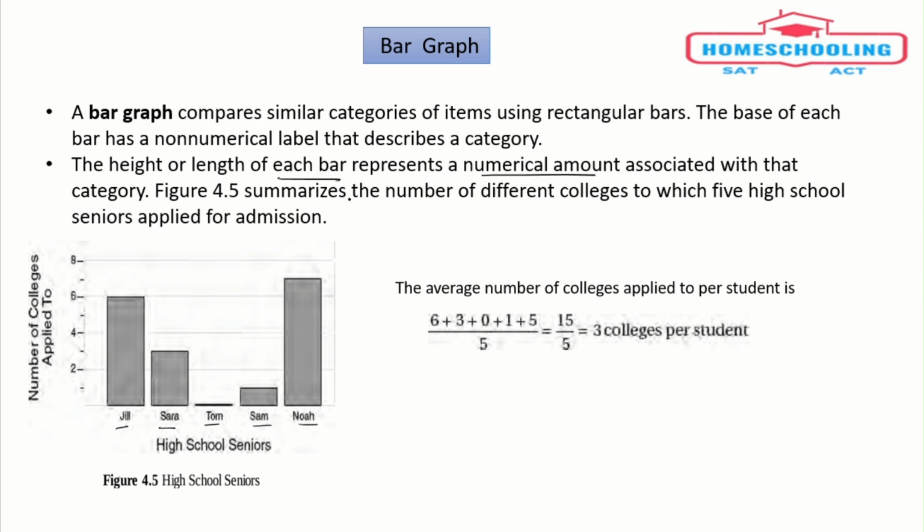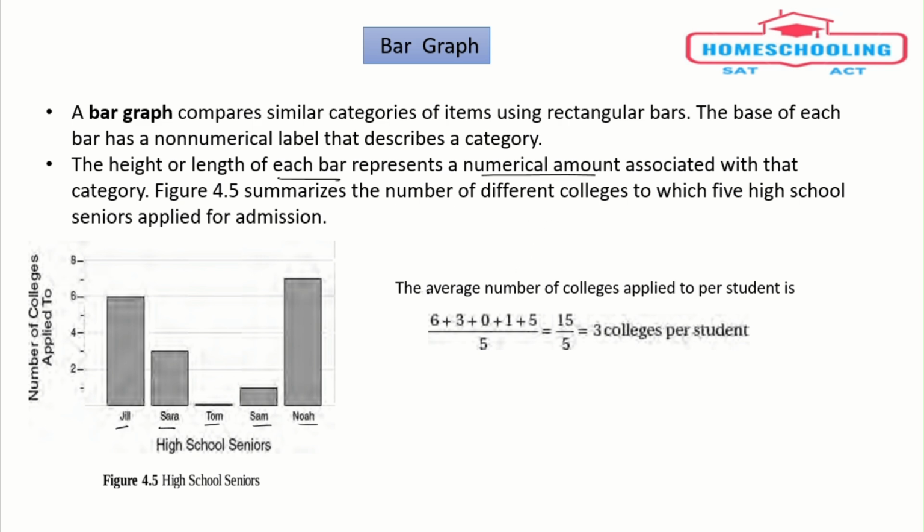This summarizes the number of different colleges to which 5 high school seniors applied for admission. Jill applied for, as we can see corresponding to this graph, 6. So Jill applied for 6 colleges. Sarah applied for 3 colleges because it is between 2 and 4, so it is 3. Tom applied for 0 colleges. Sam applied for 1 college, and Noah applied for 7 colleges.